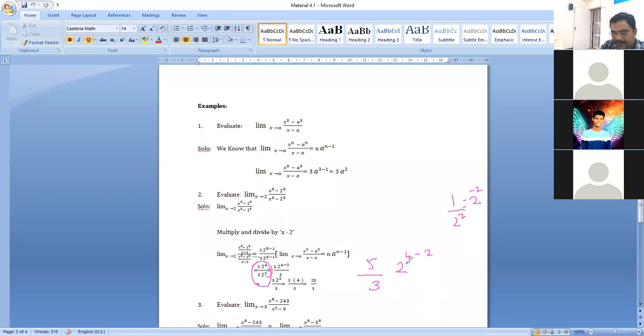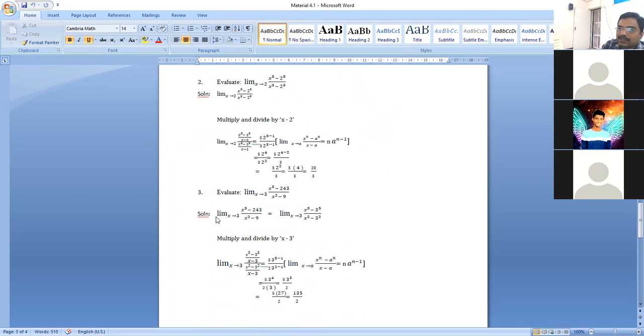Since the bases are same, you can add the powers here; since the symbol is minus, you have to subtract these two numbers. So you will get 5 by 3, 2 power 4 minus 2. 4 minus 2 is 2. So 5 into 2 square by 3. What is 2 square? 5 into 4 by 3. So the answer is 20 by 3.